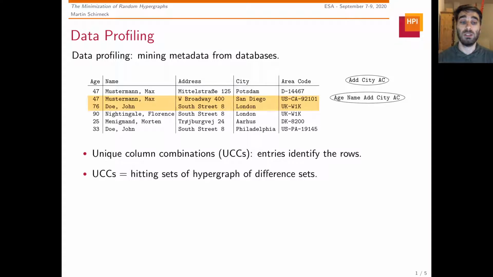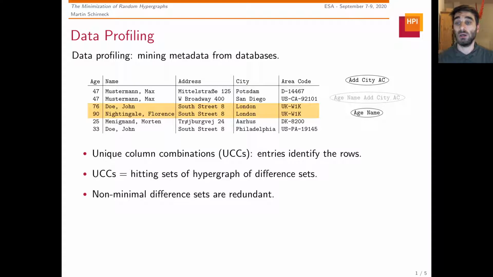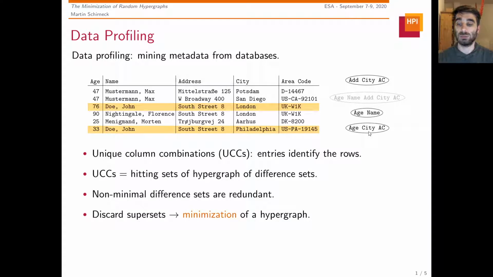Or a bit more formally, the new difference set is a superset of one that we already know, so it is redundant. The next pair has some new information, but a lot of other pairs like this and that do not. And I shortcut this process here because the only other pair that contains new information is that one. So a typical preprocessing is to compute these difference sets and discard the supersets. The remaining inclusion-wise minimal edges are called the minimization of that hypergraph.